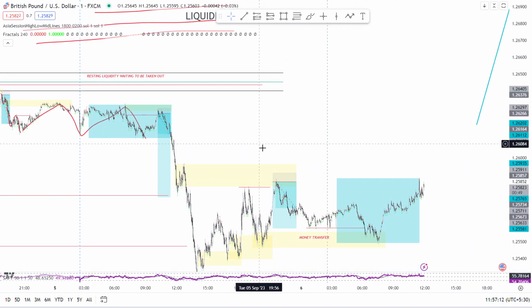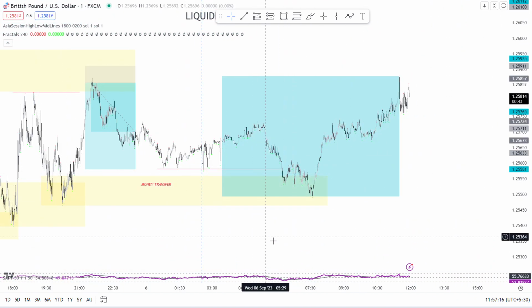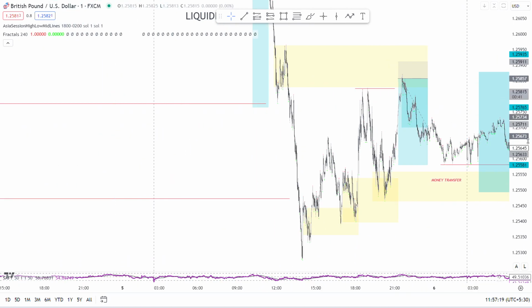So this is the complete explanation of the money transfers. First you should identify the liquidity, point of interest, mitigation, etc.